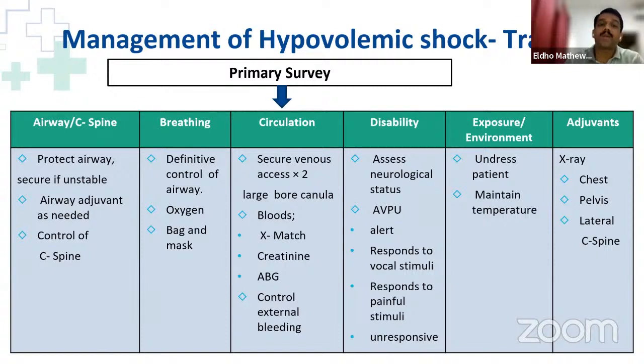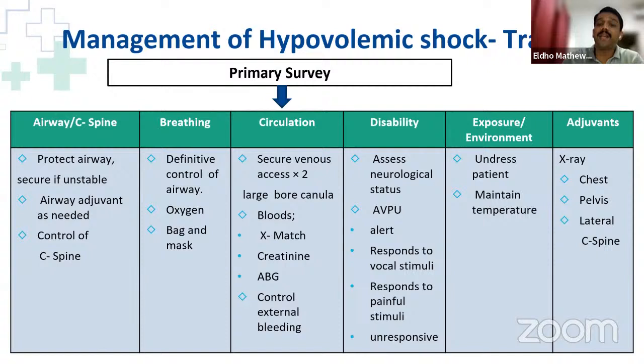And coming to the circulation, we have to secure the venous access, large bore, 18 gauge size we used to keep. And we have to do the cross matching of blood, and we have to send investigations of creatinine, ABG, and we have to take action to control the bleeding, external bleeding, if any.